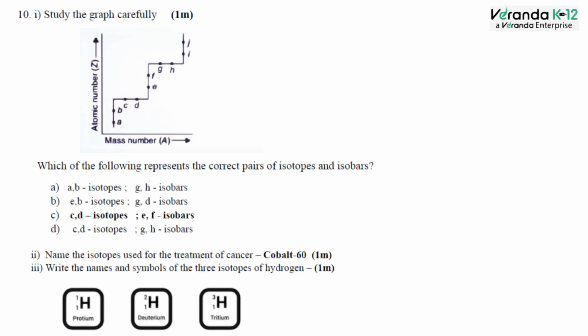In Roman letter 2, name the isotope used for the treatment of cancer. So the isotope which is used for the treatment of cancer is cobalt-60. And Roman letter 3, write the names and symbols of the 3 isotopes of hydrogen. Remember, the 3 isotopes of hydrogen are protium, deuterium and tritium. Which have mass number 1 for protium, 2 for deuterium and 3 for tritium.